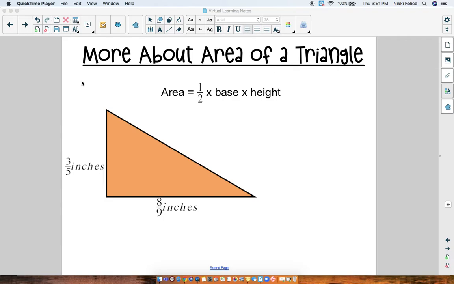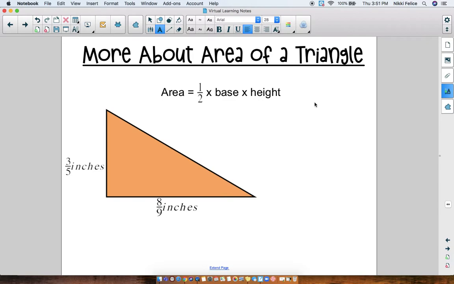I'd like you guys to take out your notebooks, copy this down, and then pause the video and try to figure out by yourself the area of this triangle. And I put the formula there for you in case you forgot. When you're done, click play so we can check your answer. All right, hopefully now you have done this by yourself.